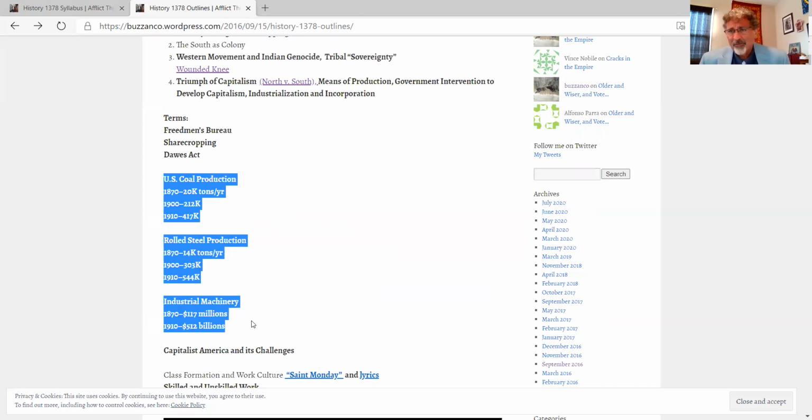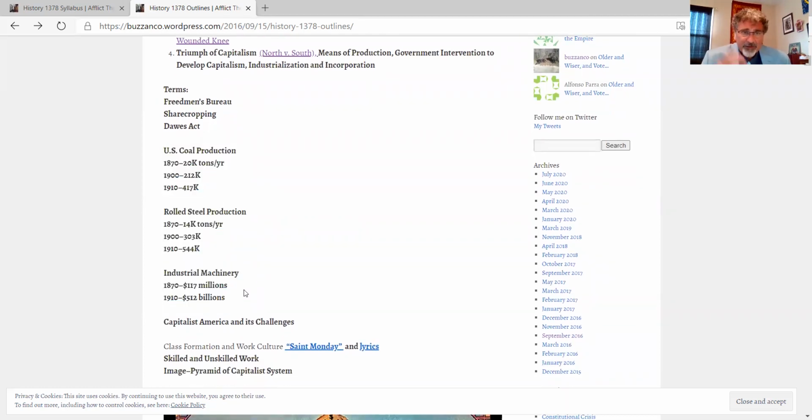Steel, which is going to become very critical in the 20th century, is probably the most important of these industrial products. In 1870, 14,000 tons a year, not that much. But by 1900, it was up to 303,000 tons a year, which is more than 20 times more. And then it almost doubled again by 1910, 544,000 tons. So again, 544,000 times 2,000.